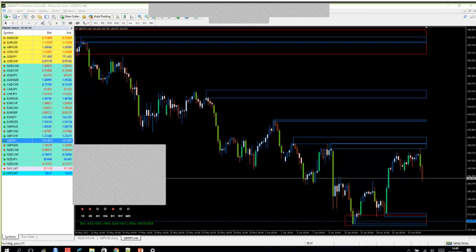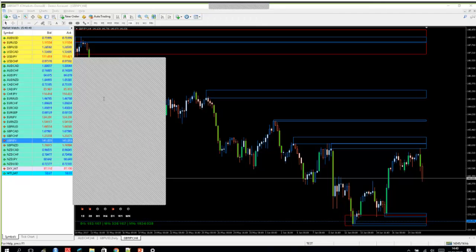Okay, let's have a look here. There's some questions. Okay, Carlos is saying, aside from the imbalance and opposite zone taking out, what other parameters do you use to define an area of demand or supply?